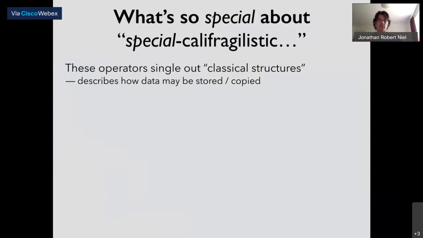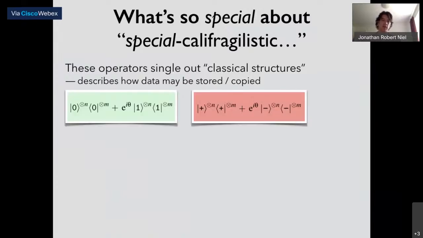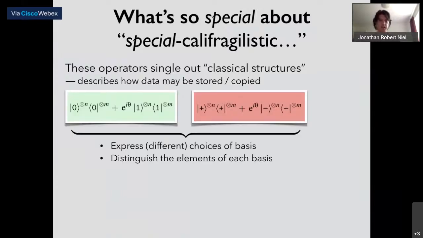It's that these operators single out classical structures. They describe how data can be stored and copied in particular bases. So here are the two families of operators, the green and the red. They express different choices of basis, of course, the standard basis or the conjugate basis, and they distinguish the elements of the basis. They distinguish the 0 from the 1 in terms of the dynamics. They distinguish the plus from the minus.